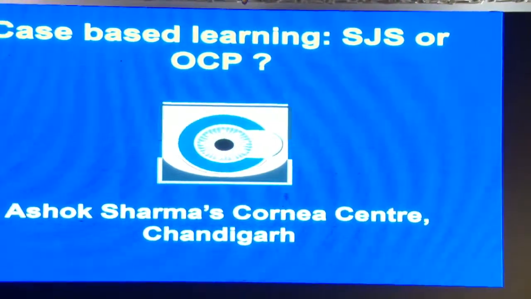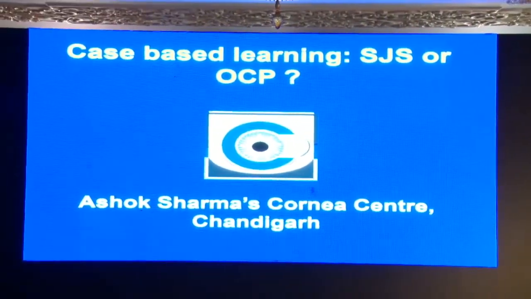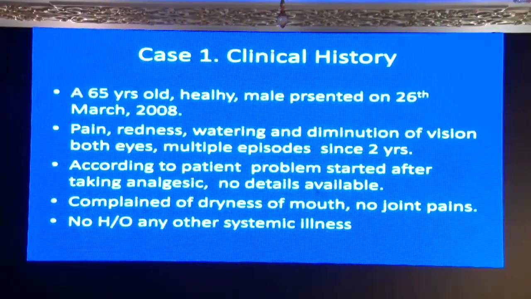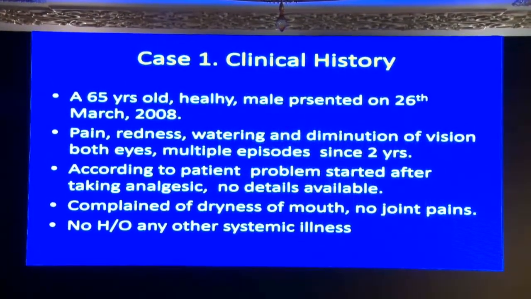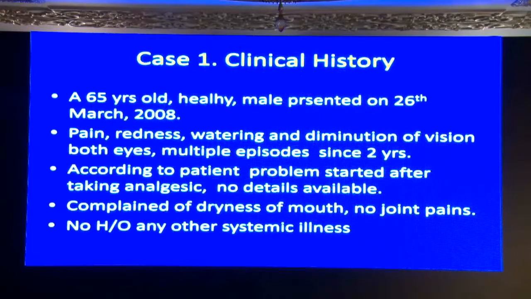I think, debate whether it is SJS or OCP, and sometimes it becomes essential to label whether it is OCP or SJS, not because it will be a big management problem, but also sometimes from a social point of view, because this patient is the head of a large religious sect, and every time 4 or 5 people used to come with him to find out what he is suffering from.